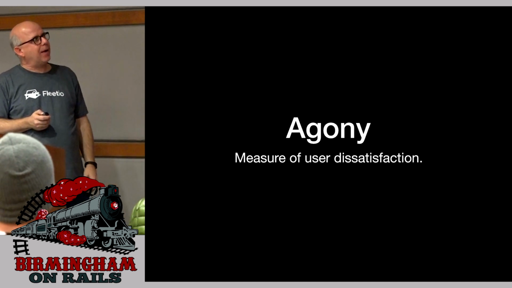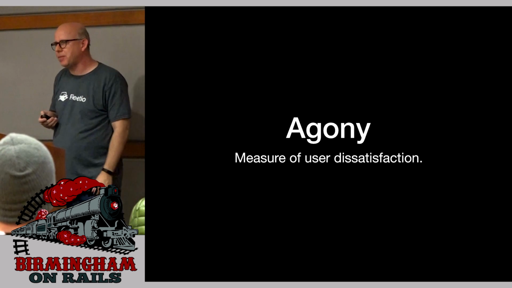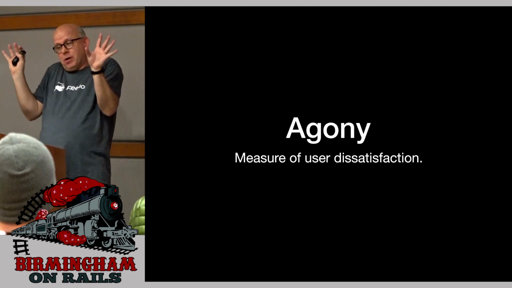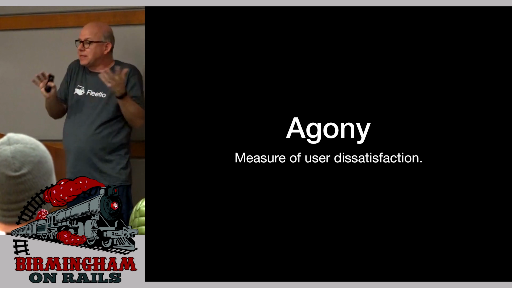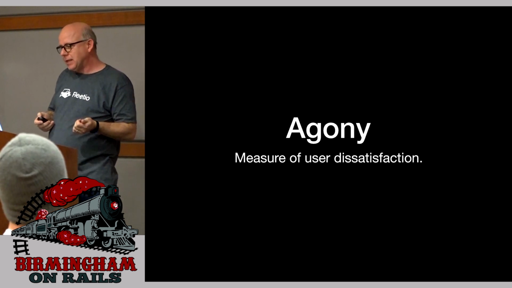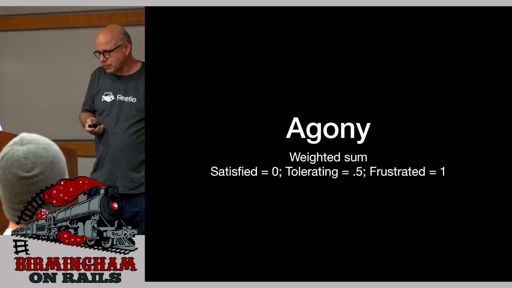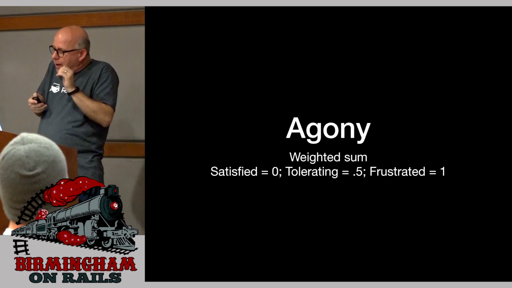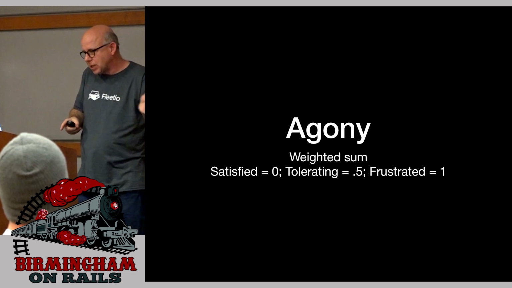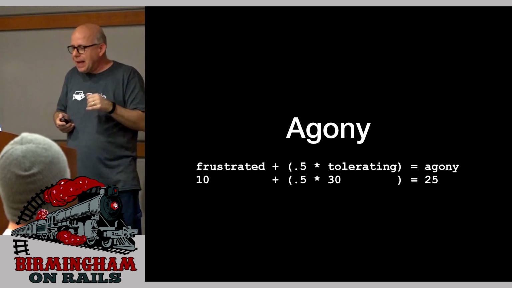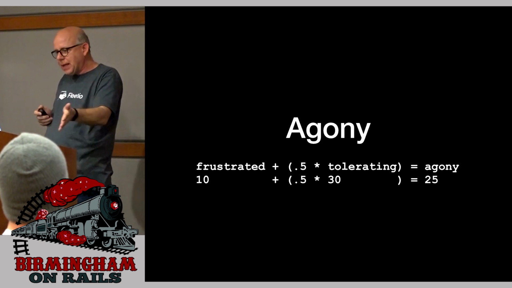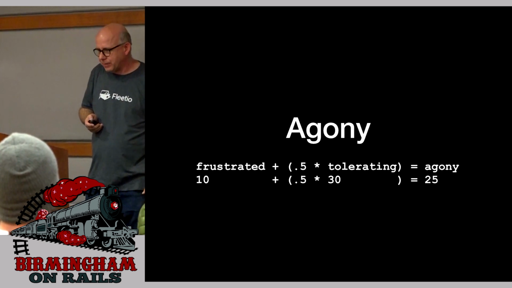Agony. Skylight was the first one that I heard of this metric from. A coworker of mine told me about it. Mine, I'm sure, is not nearly as sophisticated as theirs, but this is kind of the opposite way of looking at it: a measure of user dissatisfaction. In some ways, it's the inverse of AppDex. What we do here is calculate a weighted sum. We flip the weights: satisfied gets 0, tolerating 0.5, frustrated 1. In that same scenario, we have 10 frustrated and 30 tolerating, and we get an agony score of 25.